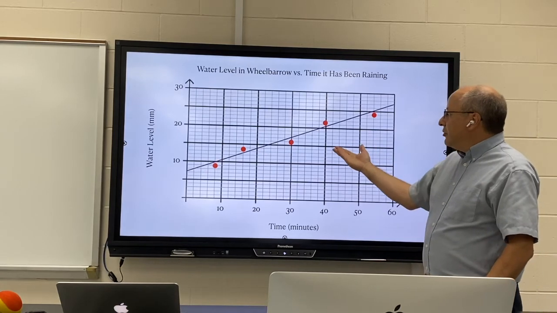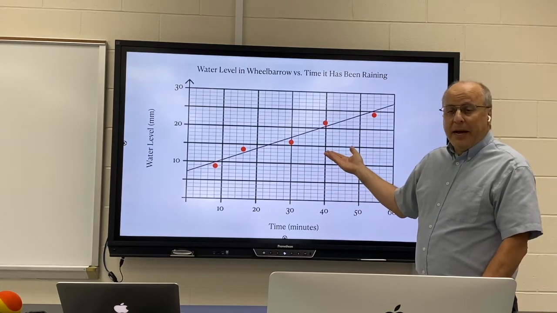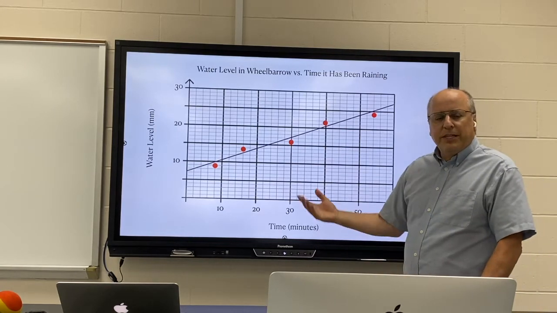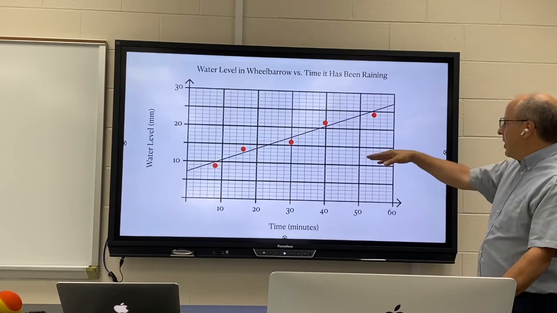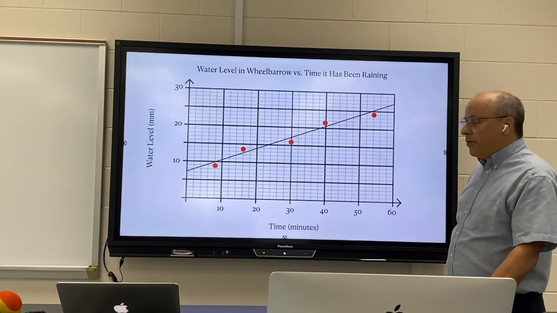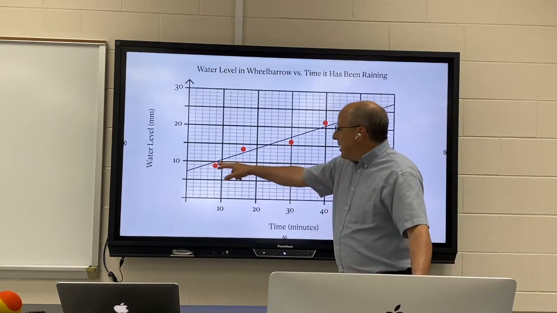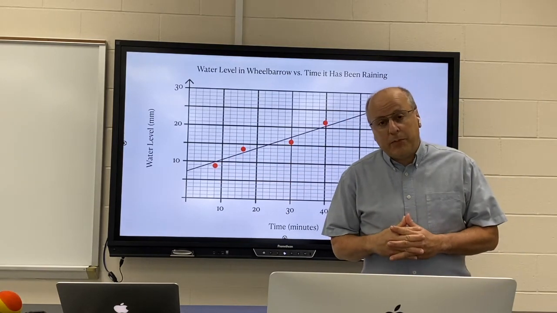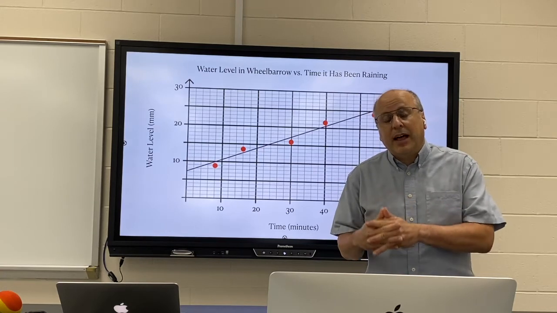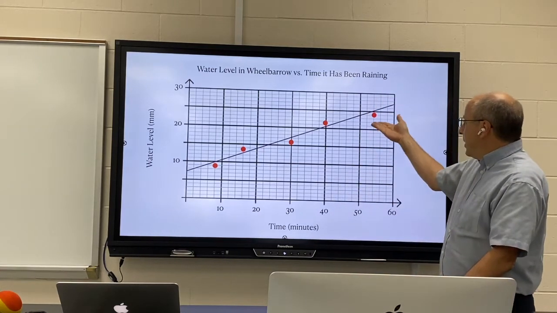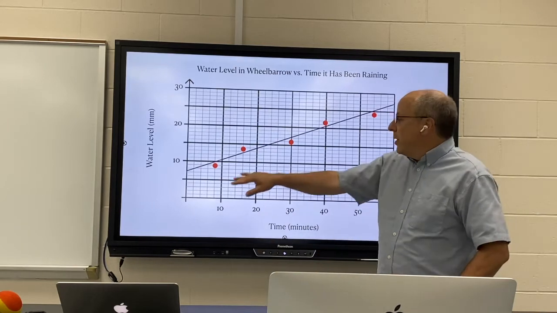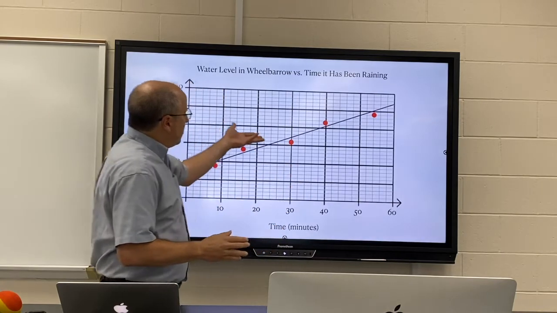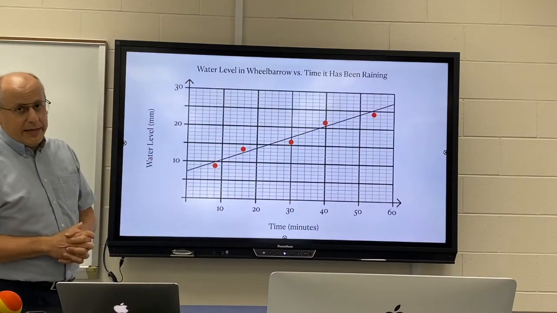I went out and measured the water level in my wheelbarrow every once in a while during a recent rainstorm, and I plotted out my data on this graph. I then drew in my best fit straight line. You don't want to connect the points. You want to draw your best line where some of the points are above and some of the points are below, where it goes through as best you can so that you have an equal amount above and below your line.